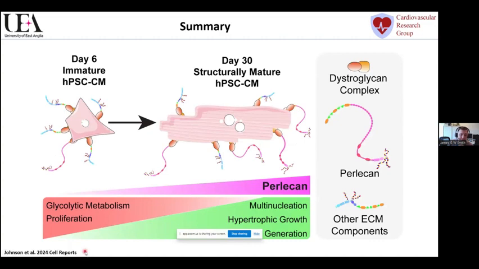So we've published this work now, so if you want to read more about it, then look it up. But to summarize it, we can see the expression of Perlecan increases as the cells mature. When we knock down Perlecan, we can show it hinders development in metabolism, proliferation, and contraction. And if we were to use Perlecan peptide substrates, we can promote processes such as hypertrophic growth and multinucleation, which would be important during maturation.